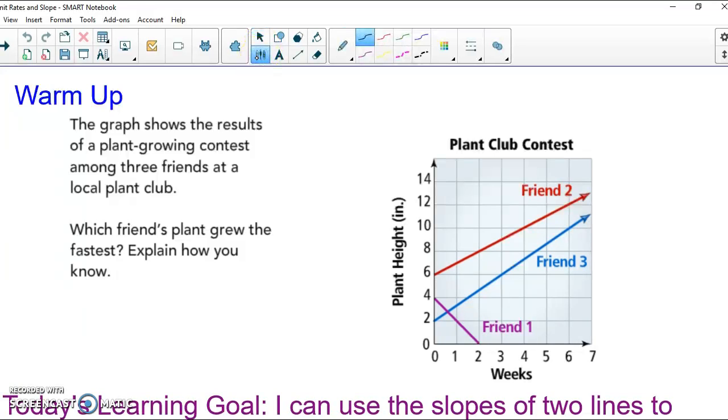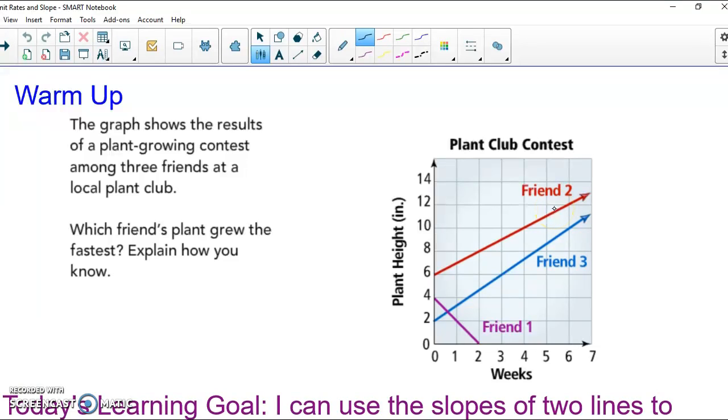Explain how you know. So obviously we have 3 distinct lines. Friend 1's plant started at a height of 4 inches and declined down to 0. So clearly not the fastest growing. Friend 2 started at 6 inches and had a positive slope, so steadily grew, steadily inclined over time. Friend 3's plant started at 2 inches, but also steadily inclined. So between friend 2 and 3, we need to decide whose grew the fastest.